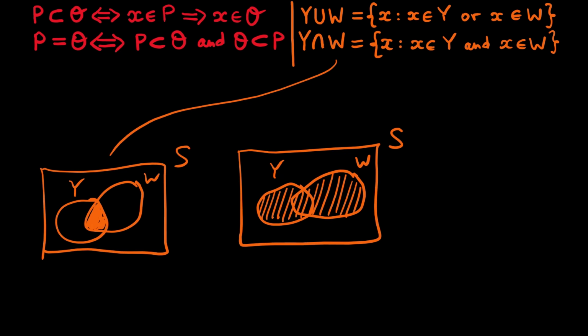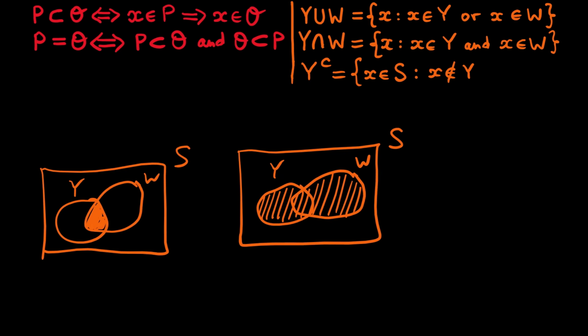Okay, so there's that, and one last definition before we can go on and do some interesting things is that of a complement. The complement of the set Y consists of all the elements little x that are elements of the sample space, such that x is not an element of Y.